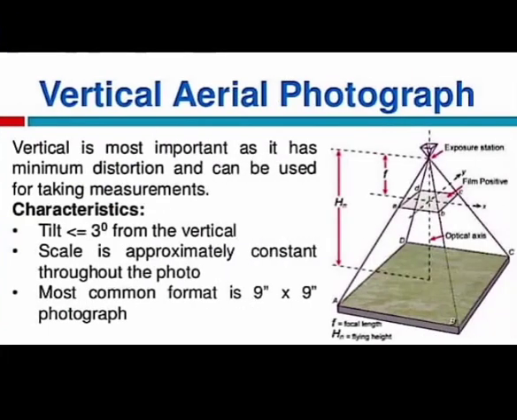Then vertical photographs. Now see, you can easily map the ground as it will not have any distortion. The vertical is most important as it has minimum distortion and can be used for taking measurements. When you are taking measurements, mapping will be very easy in a vertical photograph where you don't have any distortion. Distortion means shifting in position of a landscape feature on the photograph that alters the perspective characteristics of the image, that we call a distortion.